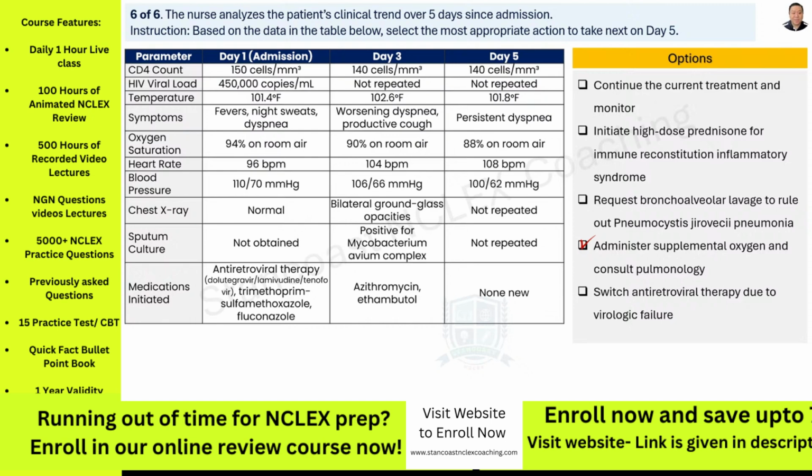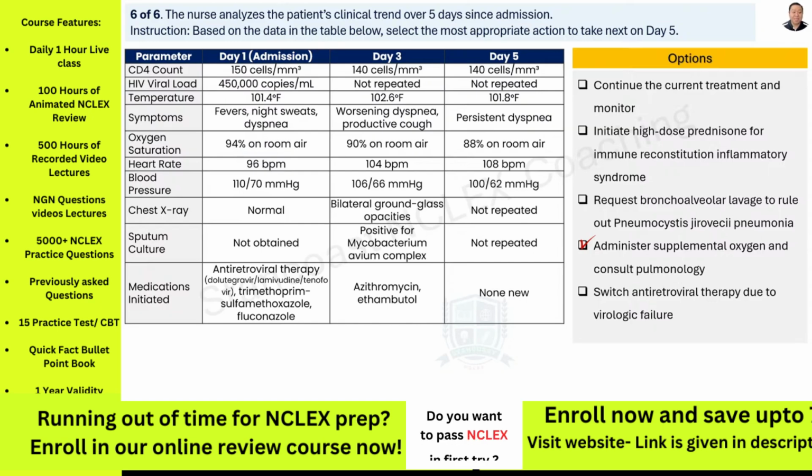Now, if you selected continue the current treatment and monitor, this might seem okay if the patient were stable, but clearly the patient is getting worse. Pay attention to the hypoxemia, her respirations going up, tachycardia. These are signs of compensation. So if you're just monitoring without acting on the problem, this is going to lead to the patient's respiratory failure. If you selected initiate high-dose prednisone for immune reconstitution inflammatory syndrome, yes, prednisone is sometimes used to treat severe IRIS, but only after ruling out the infection like PJP. So if you're giving the steroids too early, this can weaken the patient's immune system. So this is going to make the infection worse, right?